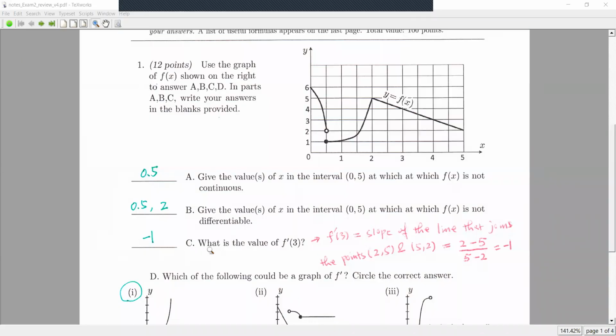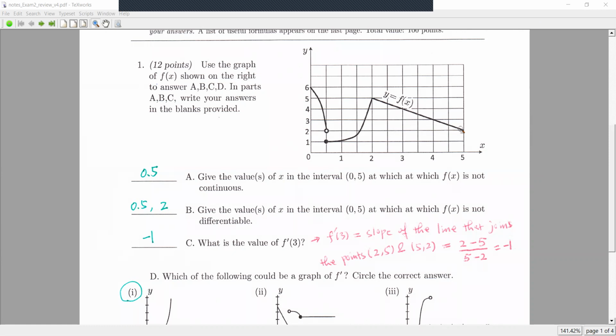Question C. What is the value of the derivative at 3? The derivative at 3 is the slope of the tangent line at this point. The tangent line at this point is this line. About this line, we know at least 2 points on it. One is this point. X coordinate is 2. Y coordinate is 5. The other point is this point. X coordinate is 5. Y coordinate is 2.